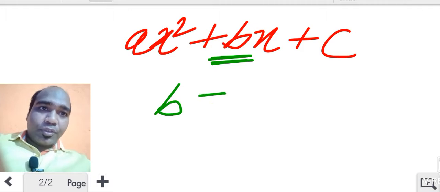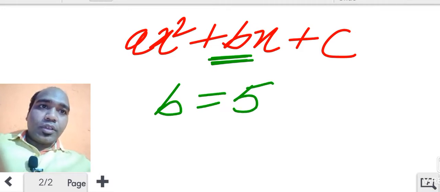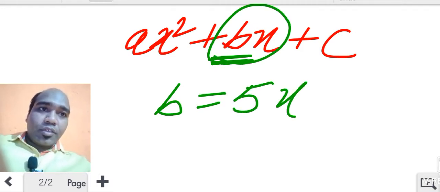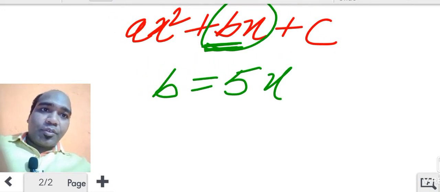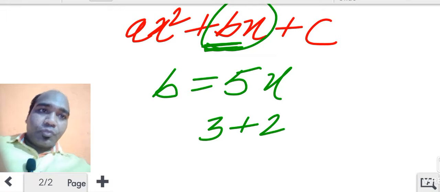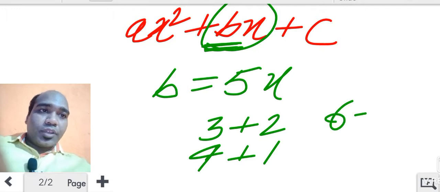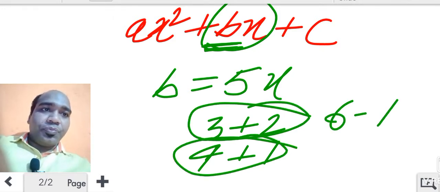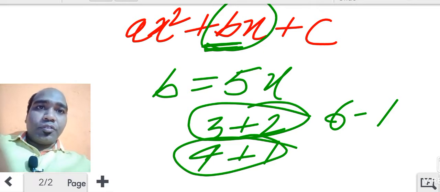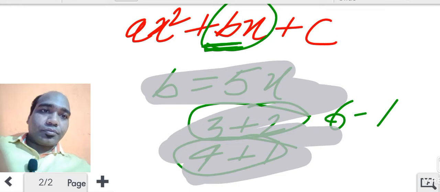Suppose the value of b is equal to 5. This part is given as 5x. So we can split 5 into what? 3 plus 2, or 4 plus 1, or 6 minus 1. In two parts we are splitting, or not? 5. So we have to split b in two parts.